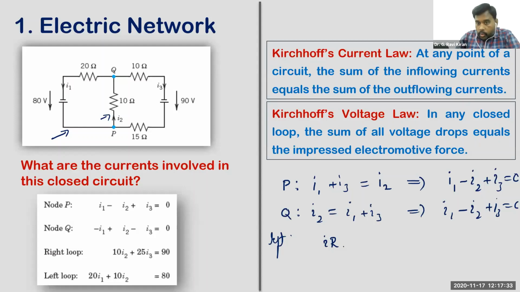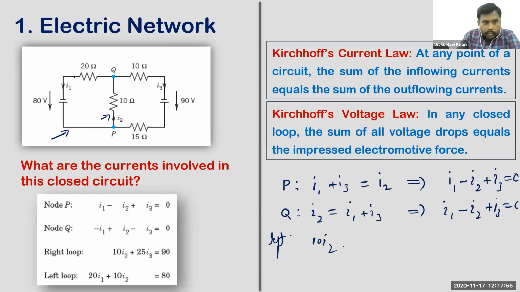I into R is the net voltage drop across a resistor. Now look at this. The current passing through this resistor is I2 and the resistance of this resistor is 10 ohm. So in the left loop, the net voltage drop up to here, for the first one, is 10 I2.